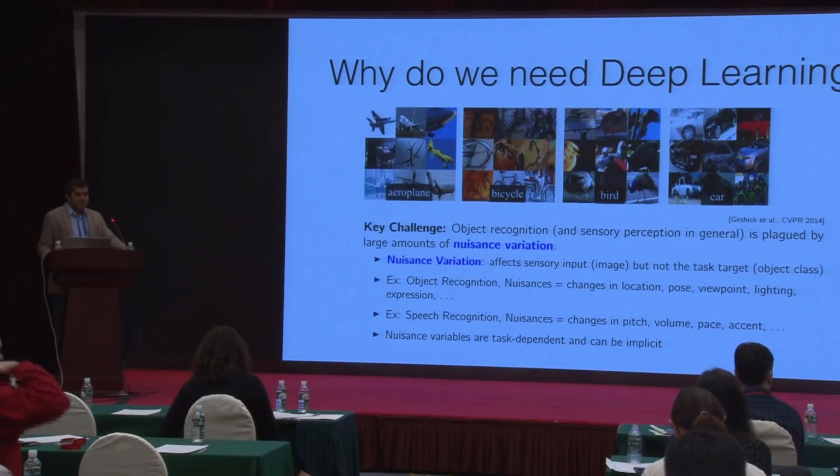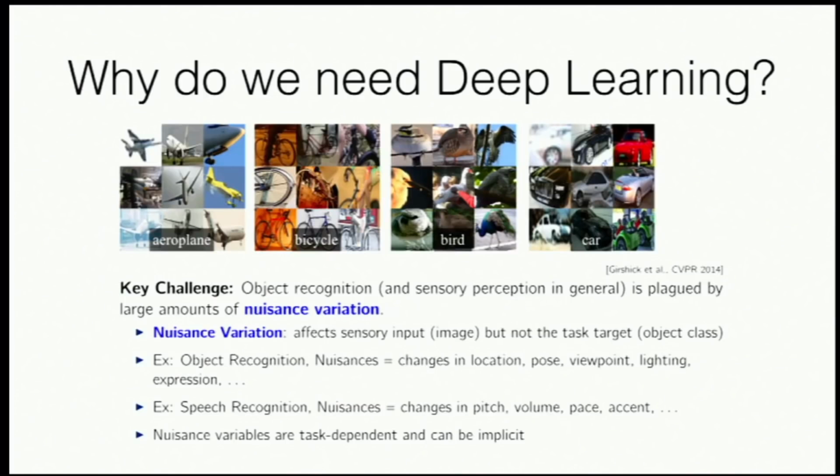So you see here 4 different categories of objects: airplanes, bicycles, birds, and cars. And within each category, you see the sheer amount of variation within each category. And we call this variation nuisance variation in the sense that for the task of object recognition, we only care about the category of the object. All this other variation is just causing us problems. And you can imagine this generalizes to many other kinds of perceptual tasks.